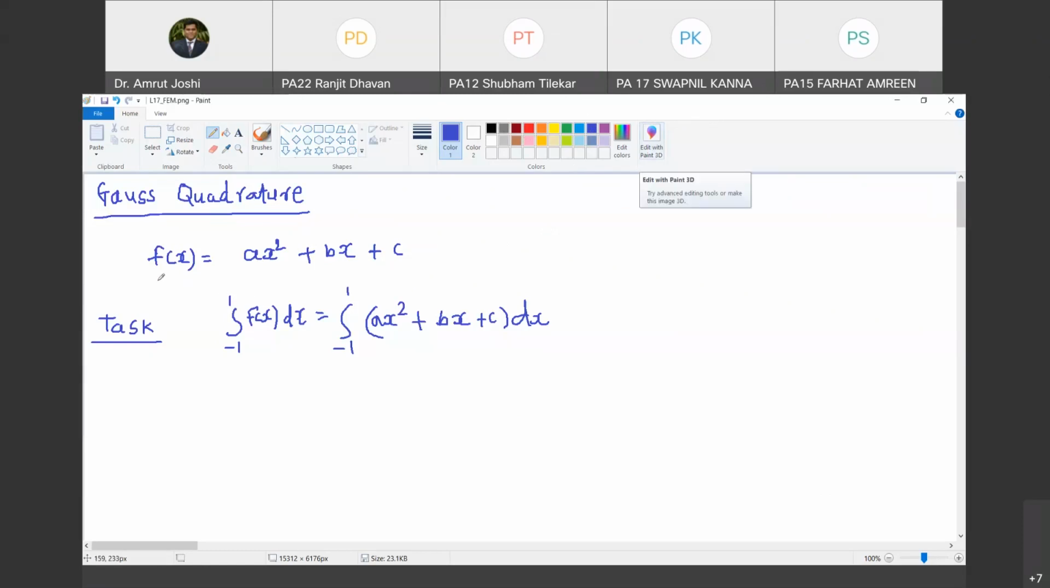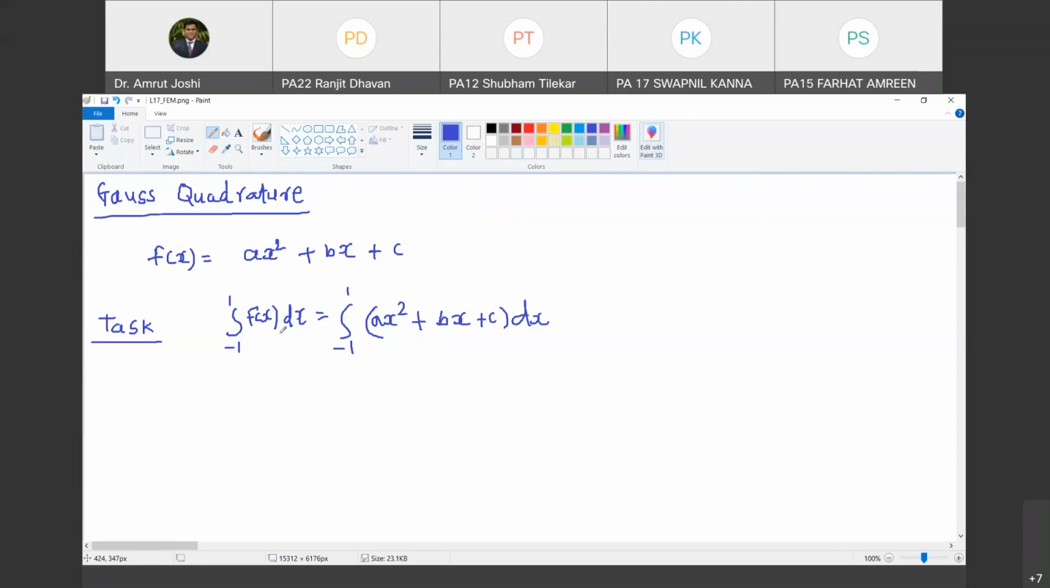Now, what is this Gauss quadrature about? Let's say you have a function in your hand, f of x, as ax square plus bx plus c. The task is to integrate this function within the limits -1 to +1. So you need to find the integration from -1 to +1 of f of x dx. This is a definite integral. Are you with me? Yes, sir. So that is nothing but the integration from -1 to 1 of ax square plus bx plus c dx.